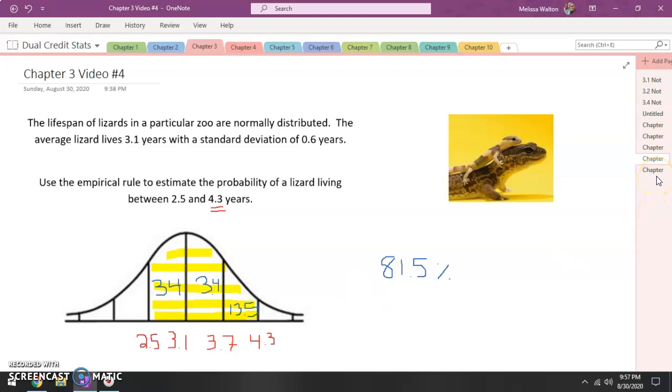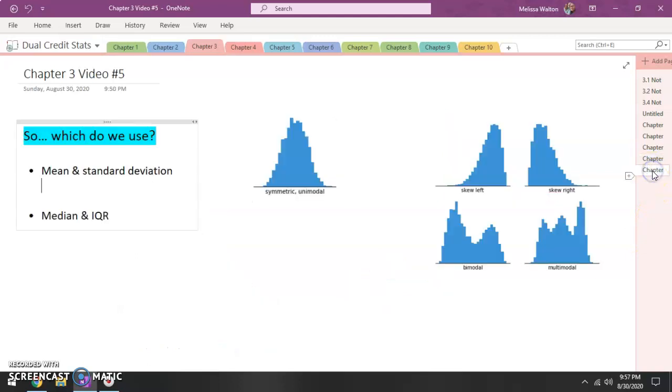So here's where we're at. We're at the point now where we have to decide, so what do we use? So here are two different power couples. Mean and standard deviation go together. They are a couple. Whenever you see a mean, you should see a standard deviation reported next to it to describe how things are spread out. And for our second power couple, we have median and IQR.